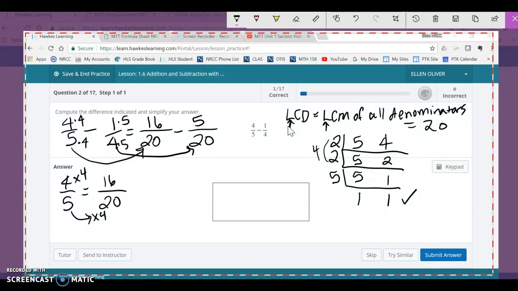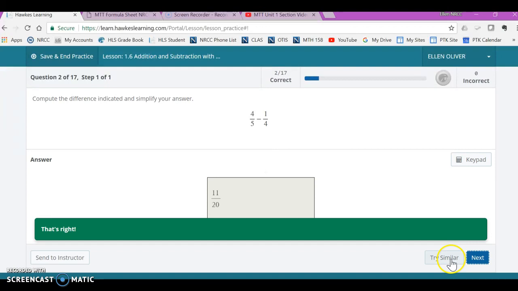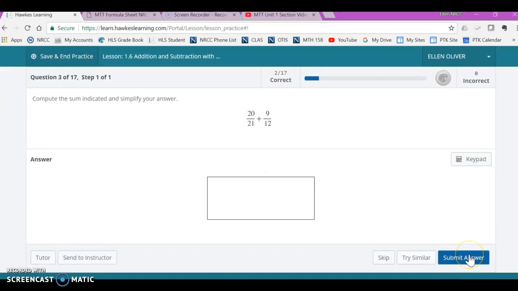So now we have the same denominator. So we have the same size wholes, and we can just do 16 minus 5 and get 11 over 20. And I know I cannot reduce that because 11 is prime. So 11 is not a factor of 20. So I'm going to enter my answer as 11/20. And we'll look for another problem.